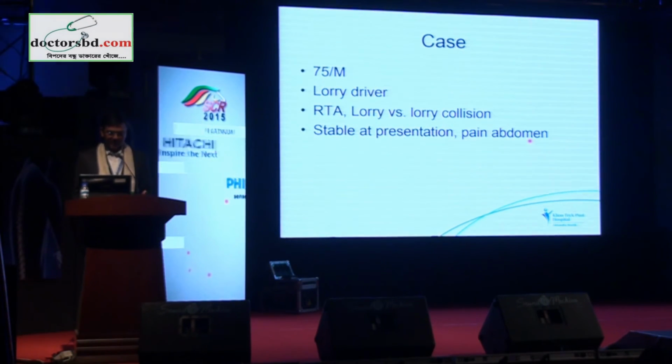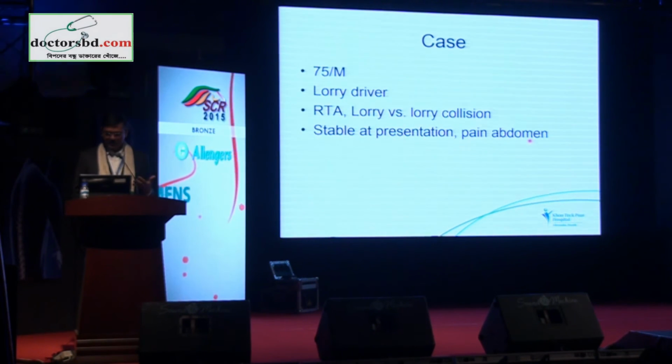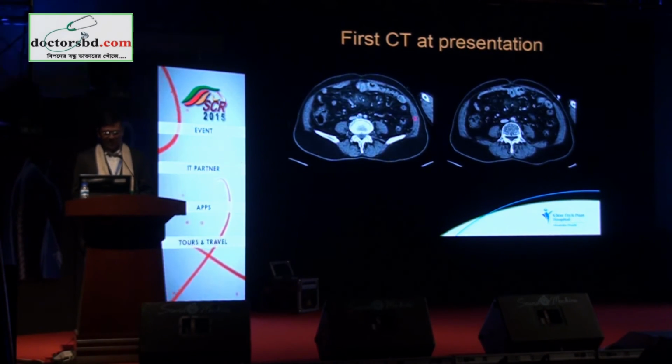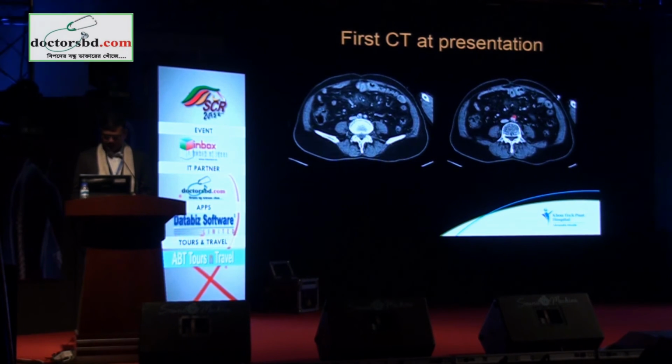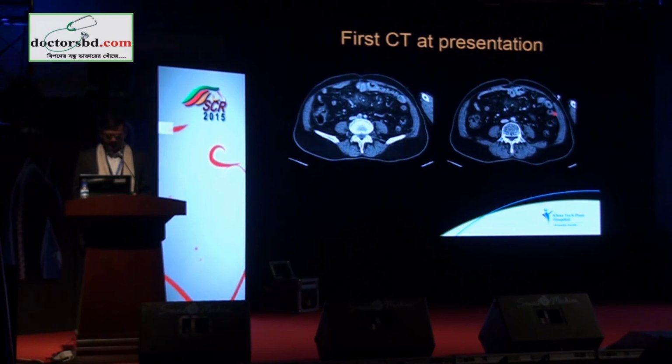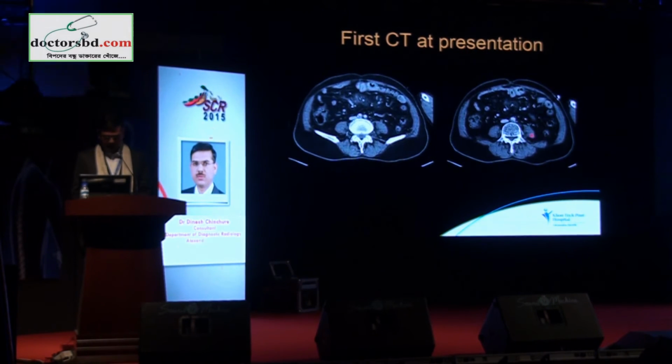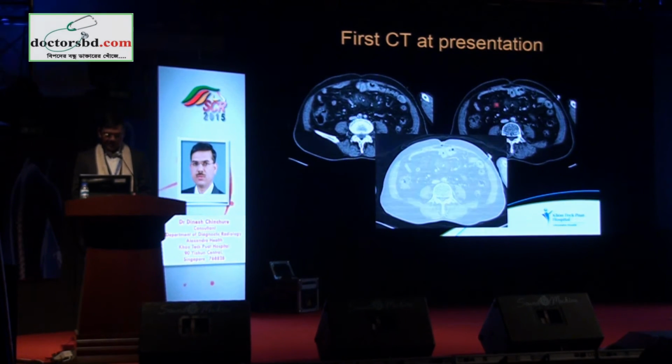A 75-year-old man, a lorry driver, had a lorry collision. The first CT at presentation just showed mesenteric stranding. The small bowel looked thickened, but didn't really look that bad. But the most critical thing in this case was that a small amount of free air was missed.